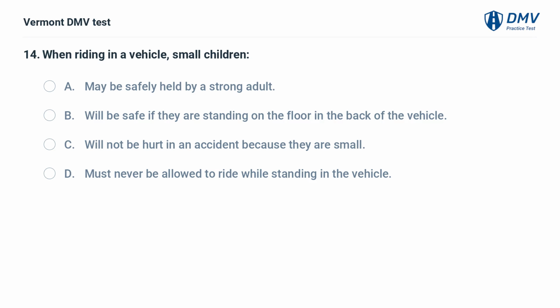When riding in a vehicle, small children A. may be safely held by a strong adult. B. will be safe if they are standing on the floor in the back of the vehicle. C. will not be hurt in an accident because they are small. D. must never be allowed to ride while standing in the vehicle.